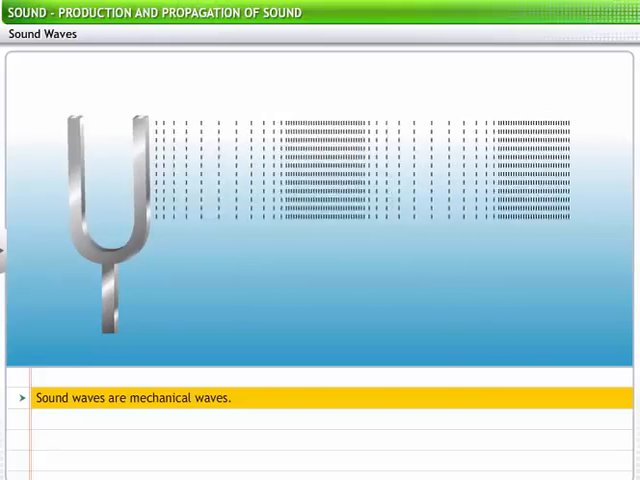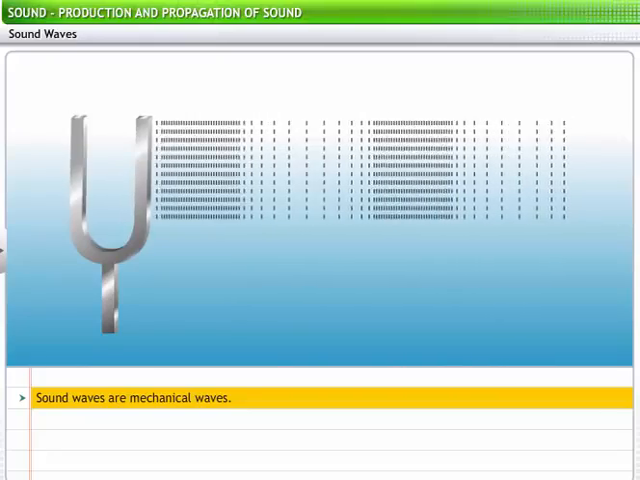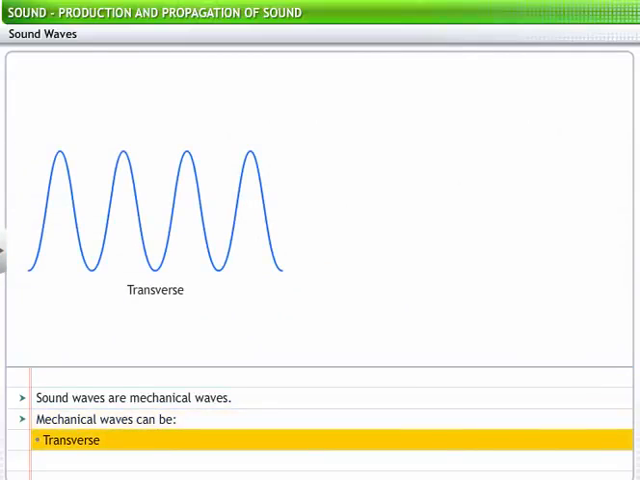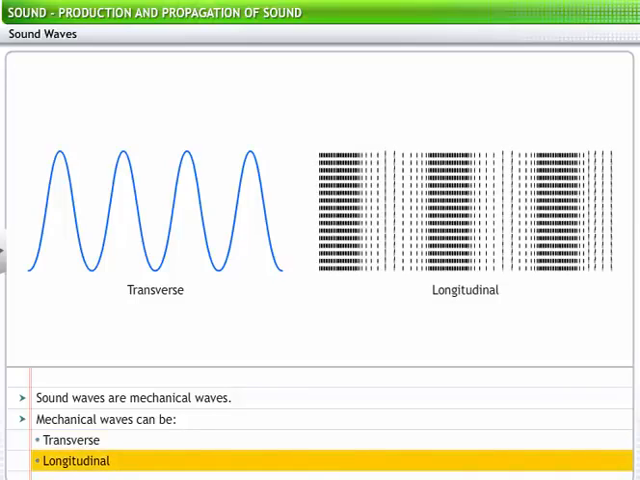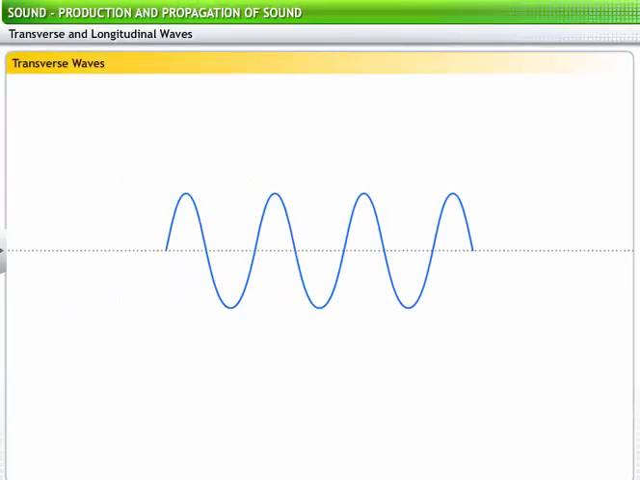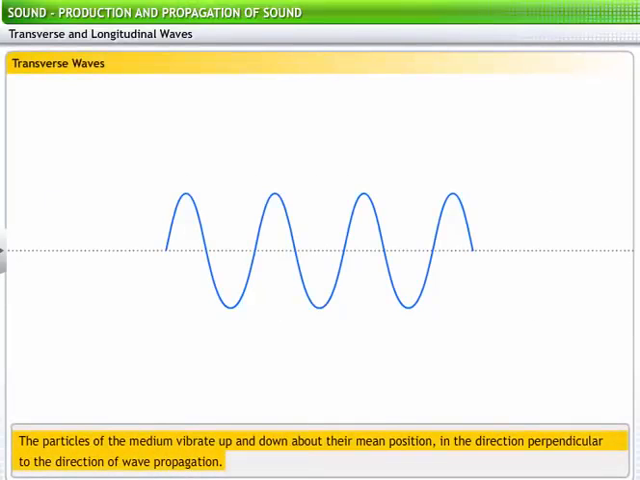Mechanical waves require a material medium for their propagation. A mechanical wave can be a transverse wave or a longitudinal wave. Sound waves in air are longitudinal waves. To understand what that implies, we need to first understand the two categories of waves. In transverse waves, the particles of the medium vibrate up and down about their mean position, which is in the direction perpendicular to the direction of wave propagation.